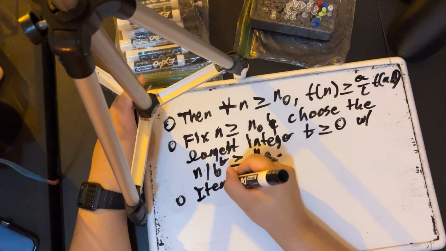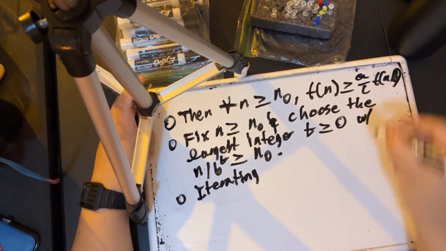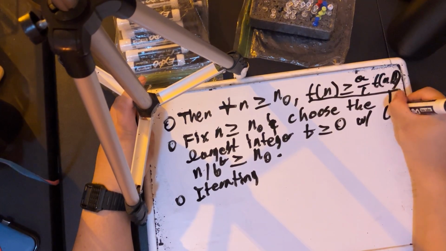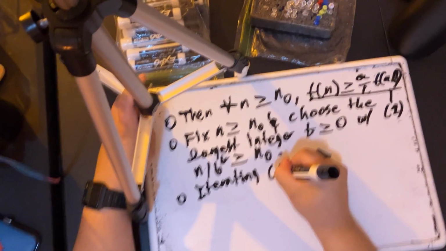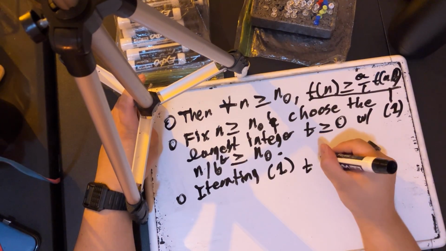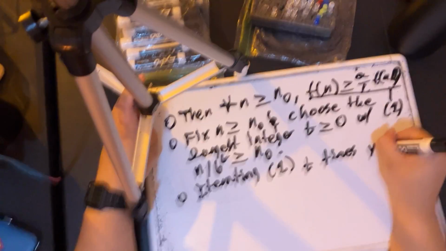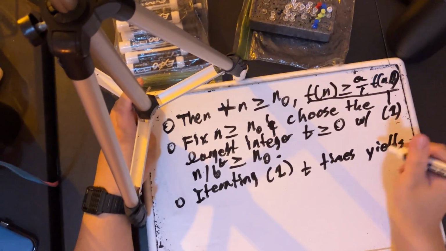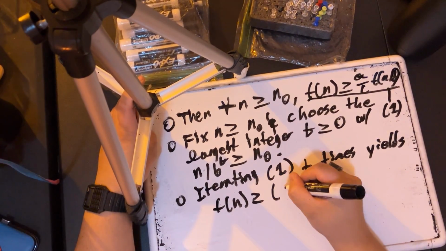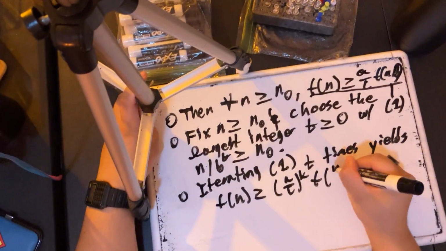Iterating this case. We'll call this case 1. Iterating t times yields f of n greater than or equal to, open parentheses, a over c, close parentheses, to the t, times f of n over b to the t.